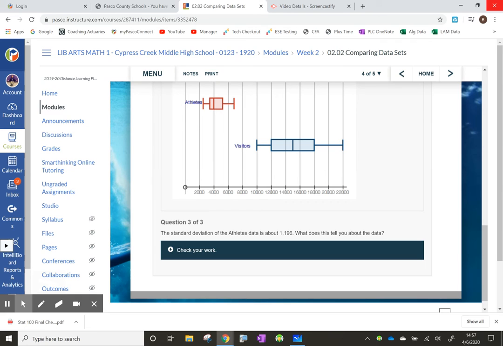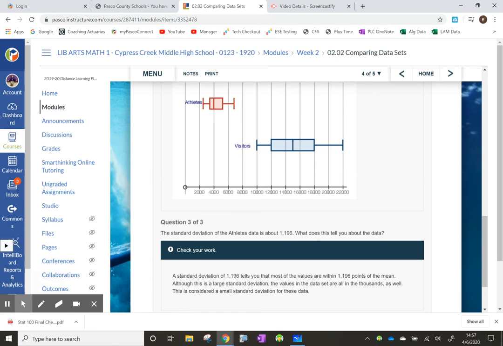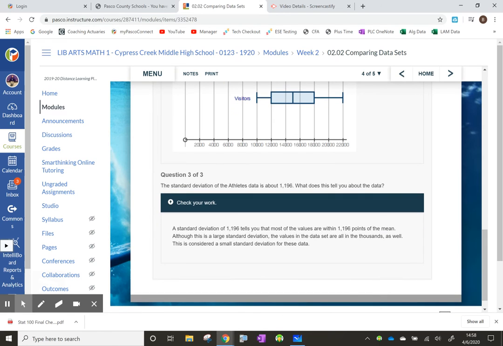So if the standard deviation is 1,196, that would tell me that most of the data points fall within 1,196 people or units from the mean. That's exactly what it tells you. A standard deviation of 1,196 tells you that most of the values are within 1,196 points, people, units, whatever they want to call it, of the mean.